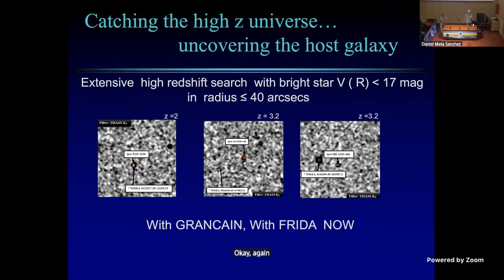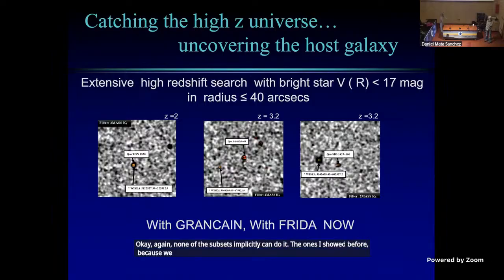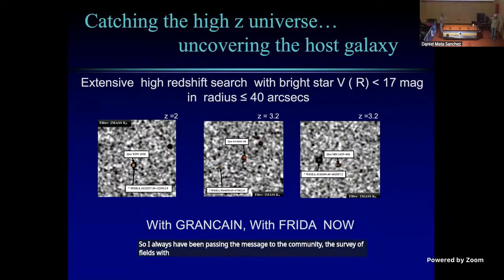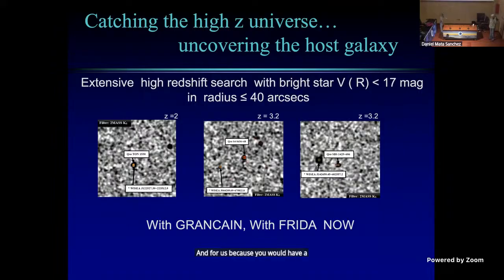Again, none of the sources I showed before we can do in principle, because we need bright stars for the operators. That is the point. So I have always been passing the message to the community that the survey of fields with a bright star, a deep field with a bright star in the field, not necessarily in the center, but somewhere, would be an access for us. You will have a deep field with many sources, and you will immediately go to another instrument and study these sources.